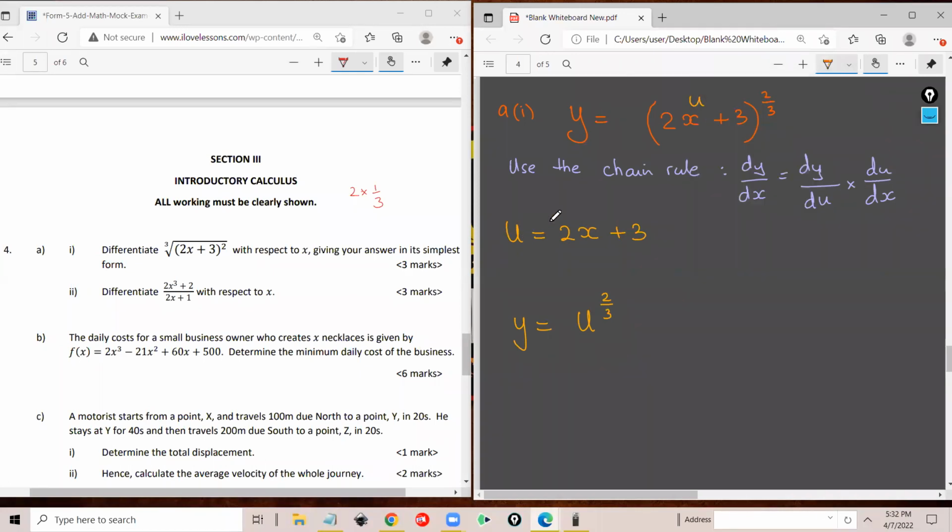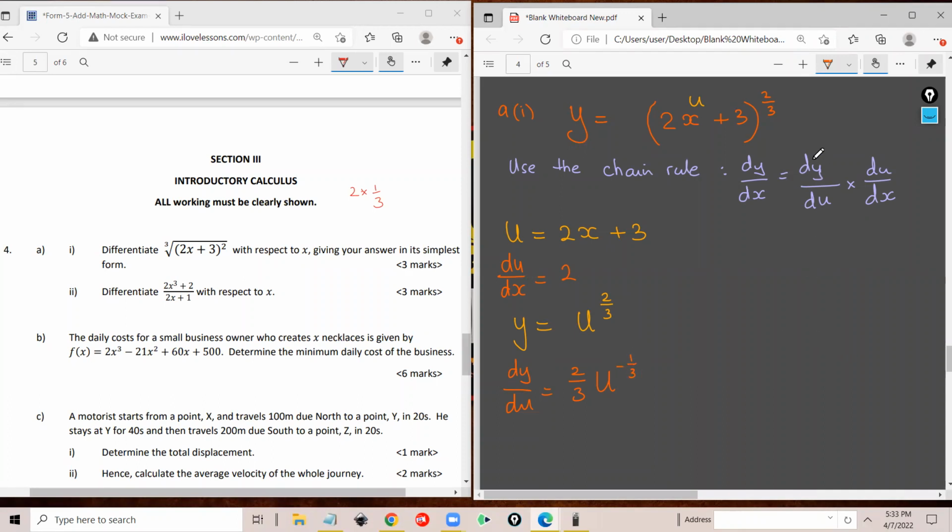We differentiate u and x, with u being the subject, it will be du/dx. When you differentiate this, you're only going to get 2. All right, when you differentiate a constant, you get 0. And anything touching plain old boring x, when you differentiate it, you are just left with the constant. For y and u, if you differentiate it, you get dy/du. You throw the power in front, and you minus 1 from the power. 2/3 minus 1 is minus 1/3.